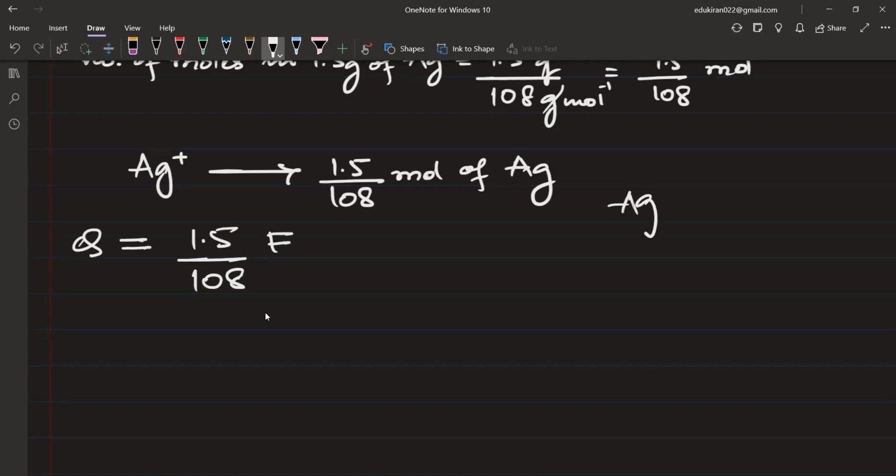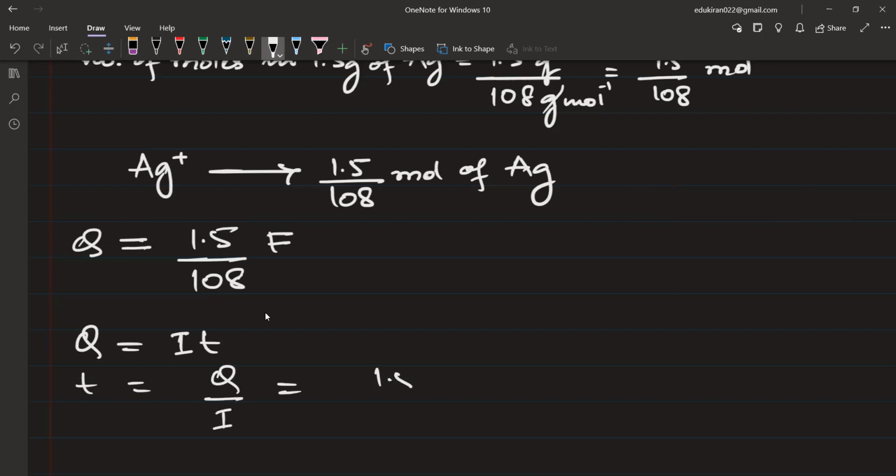अगर आपके पास Ag plus से आपको 2 Ag बनाना रहता, that means you would require how much electrons? 2 electrons, right? Because you need to have 2 moles of Ag. Here I have 1.5 upon 108. That is why I am going to require 1.5 upon 108. This is the Q. Now you have got the Q. You just need to calculate the time. So Q is equal to IT, time is equal to Q upon I.